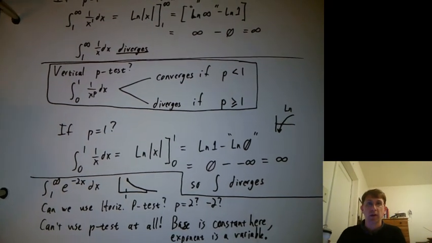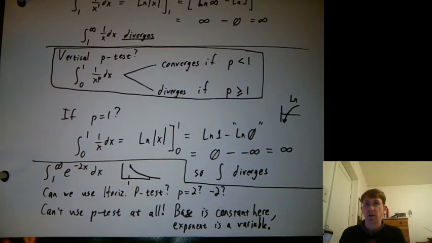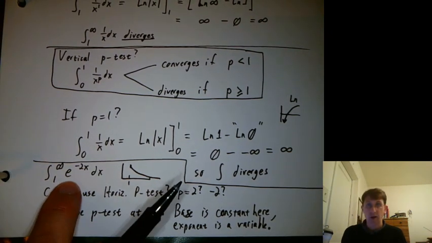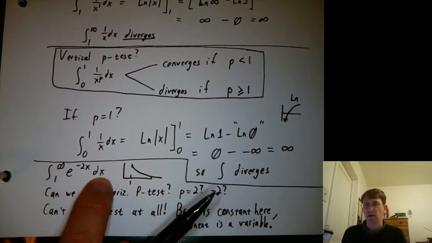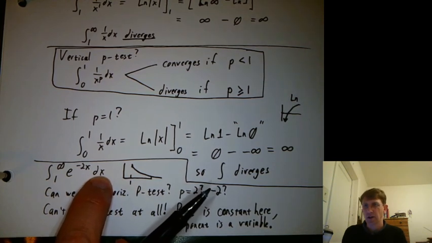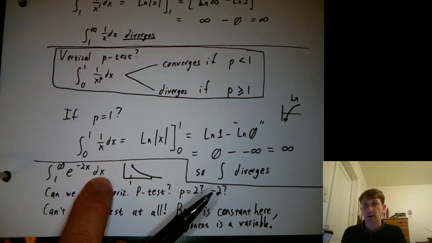So p-tests are great, but you can't use them in every situation. We would have to go back and actually do this integration. And while we're integrating, exponential decay is happening twice as fast as it did in our very first example. So what do you think is going to happen? I'll let you figure that out.